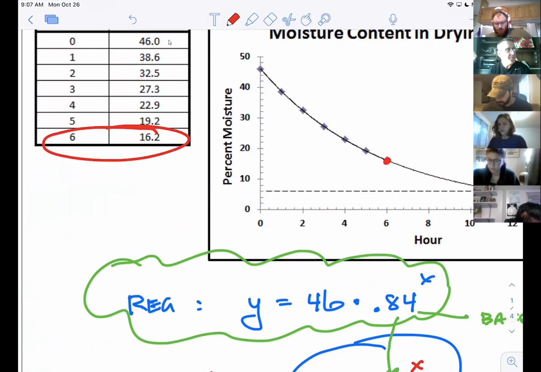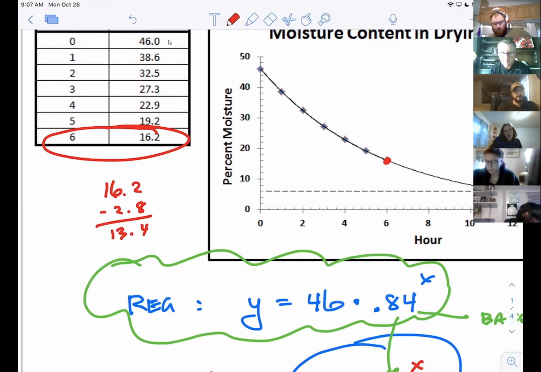Aren't we dropping temperature? So it's actually predicting that if I took 16.2 and subtracted 2.8 from it, I'd be down to 13.4 at hour 7, or at least that's the rate of change right now. I'm dropping 2.8, roughly 3% an hour. Notice 3% per hour.